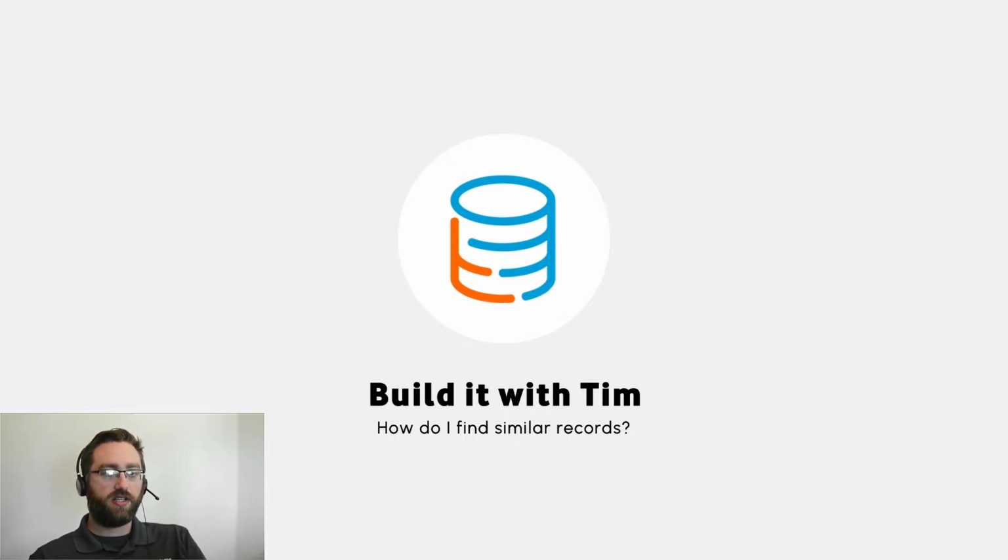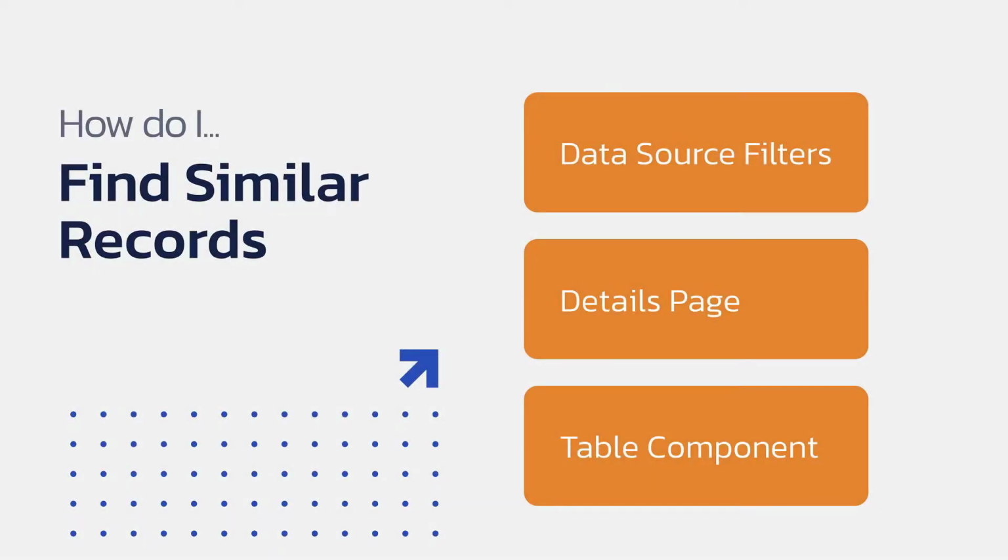All right, so today's video is going to be a quick one. It's just a little tip for finding similar records. We're going to use data source filters, a details page, and a table component to do this. The table component could be swapped out with a list component if you want, but I chose a table component for no real reason.